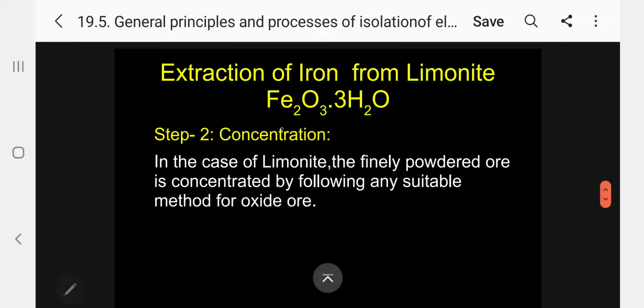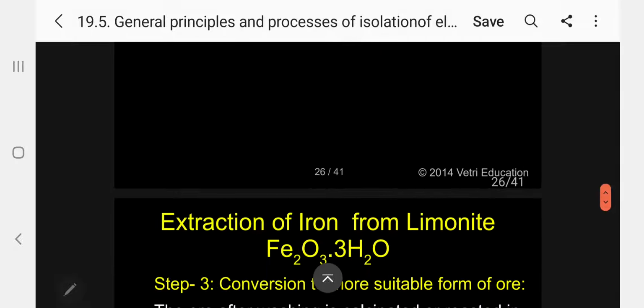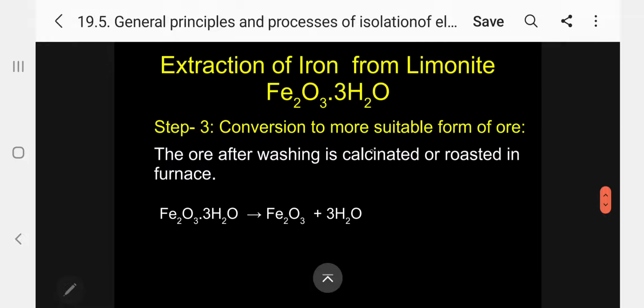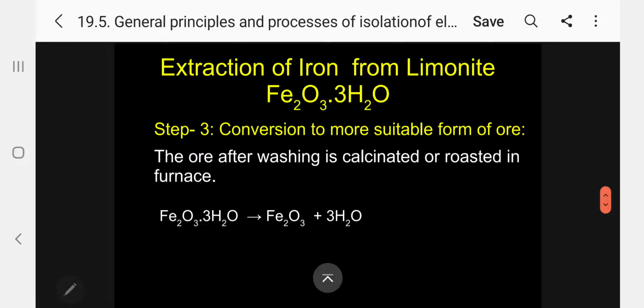Second step, concentration. In the case of limonite, finely powdered ore is concentrated by following any suitable method for oxide ore. For oxide ore, I have given already a number of methods, such as the reduction methods, heating with carbon monoxide, or metals like magnesium, calcium, etc. We have shown you, so any one of the methods you can use.